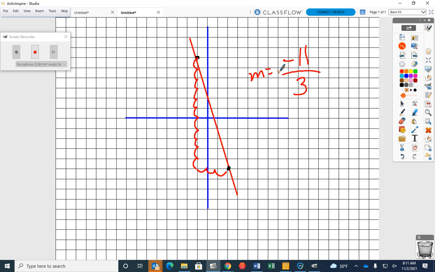Now, normally, if you see negative 11 over 3, what do you see that as? Improper fraction. And normally, you're going to turn that into a mixed number, right? But with slope, with graphing, you're not going to turn that into a mixed number. Leave it improper. You can simplify, but you don't need to change this into a mixed number. Okay? You understand so far?